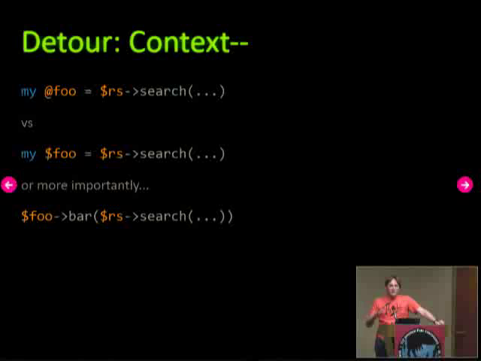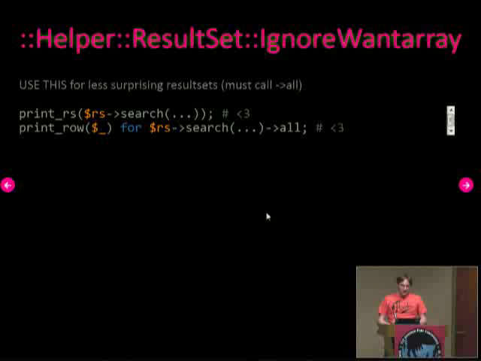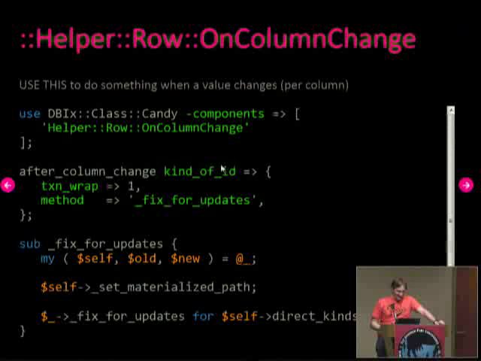Just a detour. If you're new to Perl and you don't know what context is, this is an example of the use of context. I hate it. If you call search in array context, you get all of the rows in the database. If you call it in scalar context, you get another result set. But the problem is, if you pass search into a method, that's list context. So now you've passed the whole database to that thing. I hate it. So I wrote this helper, which you can't see the whole name of, called IgnoreWantArray, which lets you just do the right thing. You have to call all if you want everything. I like it that way. You should all be using this.